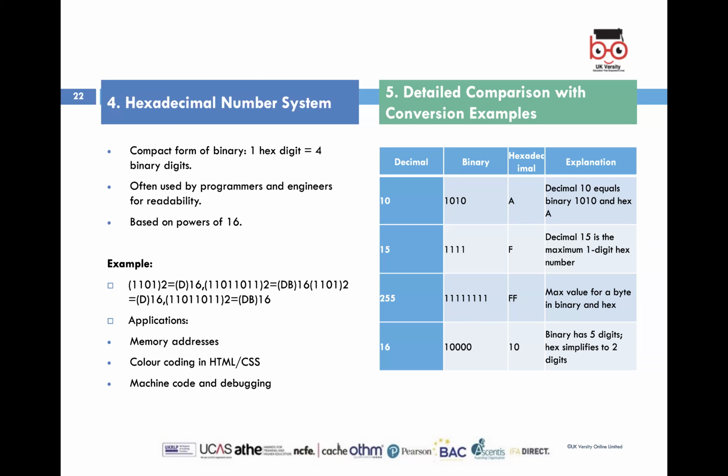Detailed comparison with conversion examples. The number 10 decimal is 1010 in binary and A in hexadecimal. The explanation is that decimal 10 equates to binary 1010 and hex A. 15 is 1111 in binary and F in hexadecimal. 255 is 11111111 and this is FF in hexadecimal. And 16 is 10000, which is 10 in hexadecimal.